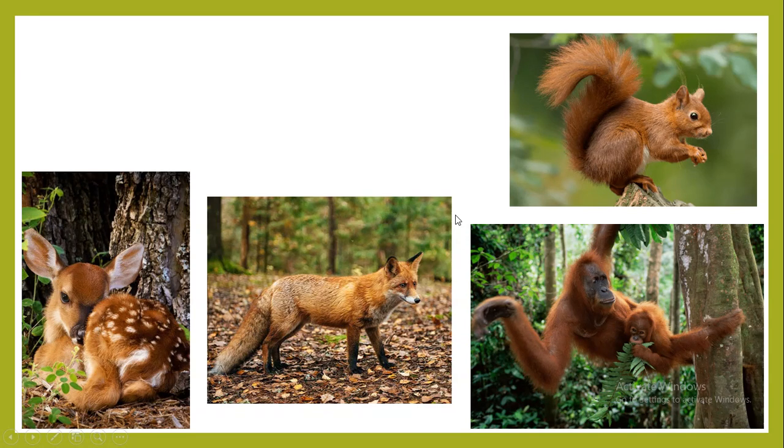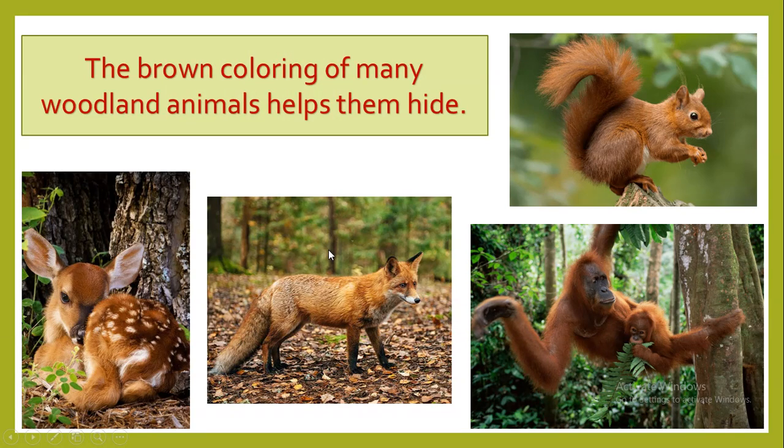So the brown coloring of many woodland animals, like these animals you see in front of you, helps them hide. The brown coloring of many woodland animals helps them hide. It's a kind of adaptation. They have brown coloring to help them hide from big animals or predators, right?